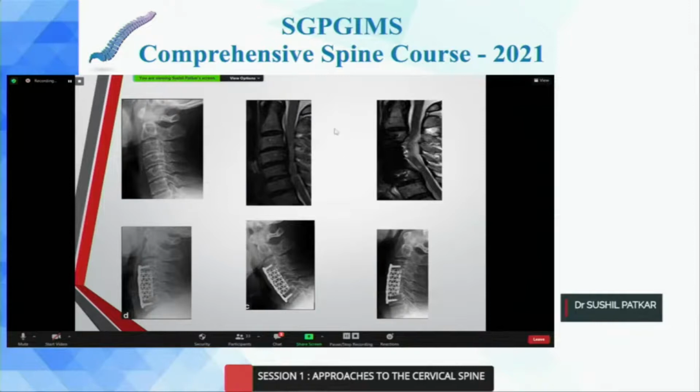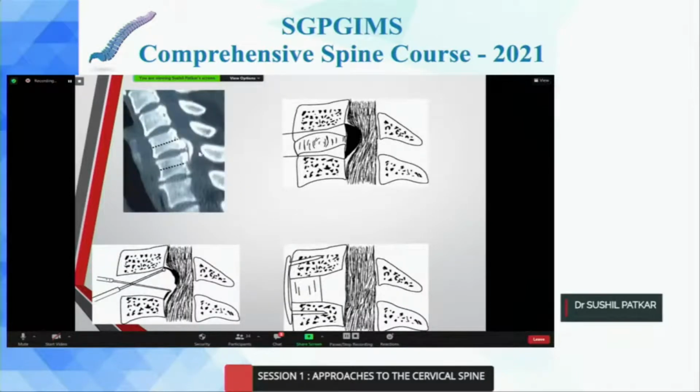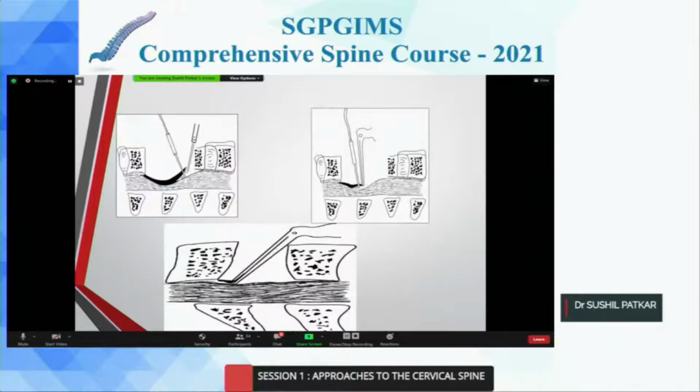Another important thing in OPLL is that you have to always go beyond the OPLL if you want to get a good decompression. Just trying to remove what you see and get to the dura, you'll never get decompression. You have to plan the surgery by studying the CT scan very properly. The MRI is very poor. The CT scan should be studied to decide how much decompression you want to do. And then lift up the OPLL, sometimes leaving a very thin layer.